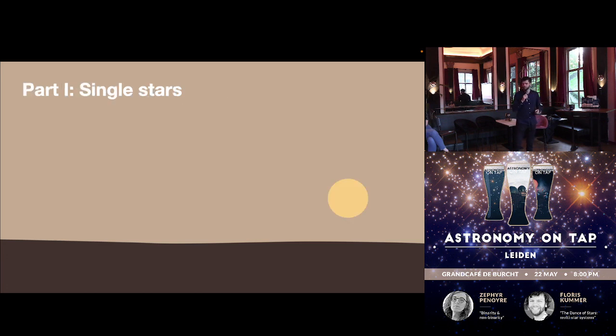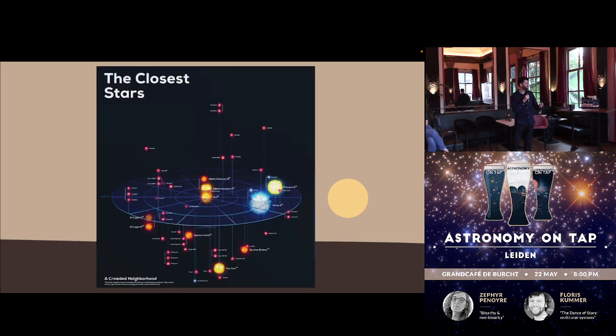So before I dive into these multi-star systems, I will give a little bit of introduction on single stars, as it might be useful to understand the behavior of these multi-stars later on. And what better way to do that than to look at our nearest neighbors. So in this picture you see the 53 closest stars to our sun in the Milky Way.